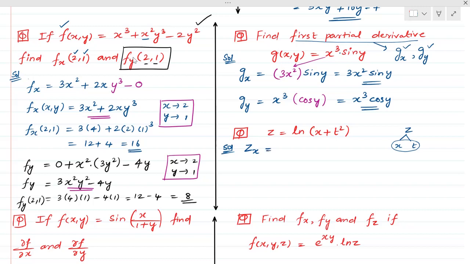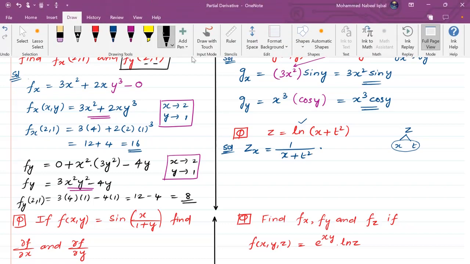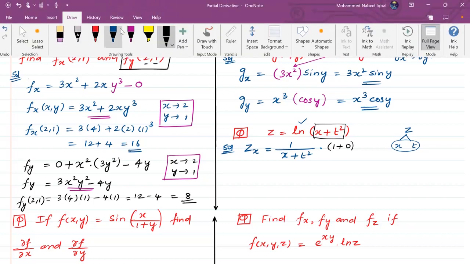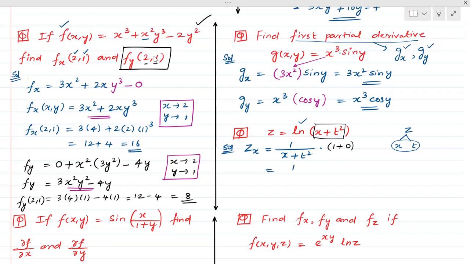Now what is it with respect to x? First, here you have a chain rule. First you have to differentiate the ln. What is the ln differentiation? 1 over x plus t square. The ln is over. Now what is the derivative inside? Inside, it becomes 1, and t becomes 0 because we are differentiating with respect to x. So the value will be equal to 1 over x plus t square. That's it. So this is the dou z over dou x.